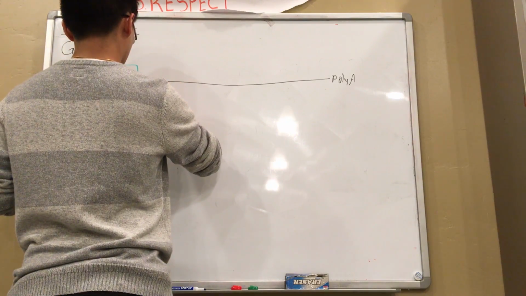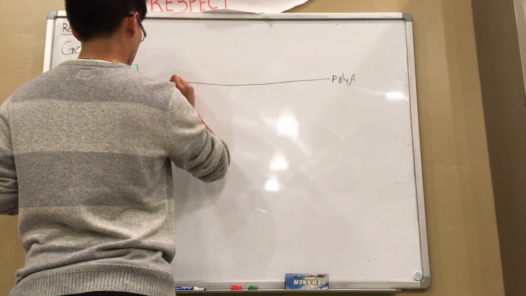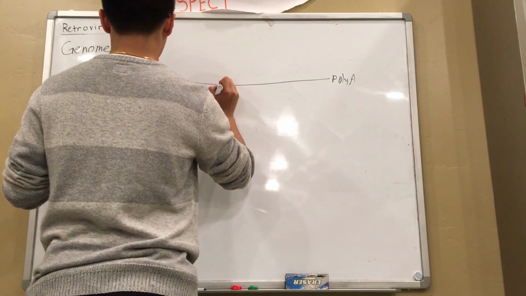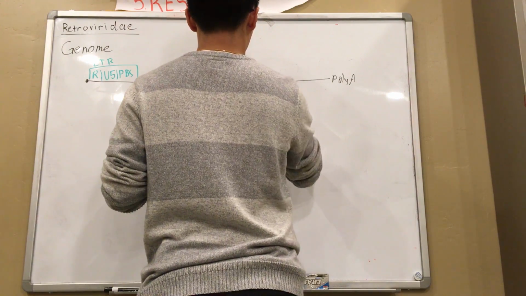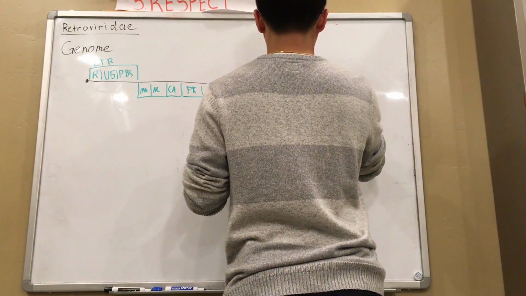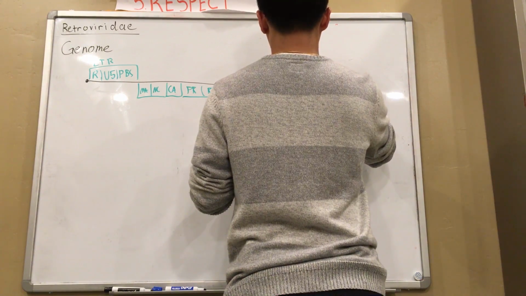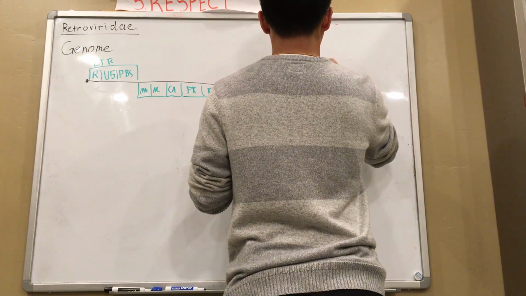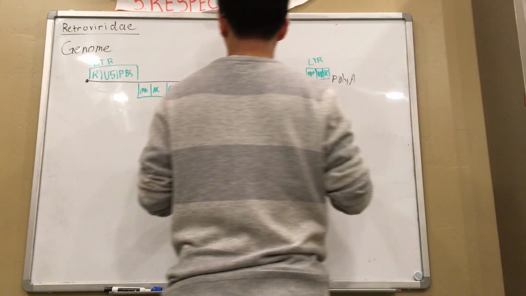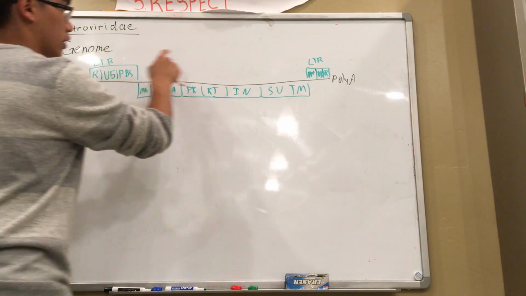And then you also have your matrix, nucleocapsid, and capsid. And then you have your PR, your RT, your integrase. Then you have your surface protein, your transmembrane protein, and then you have another LTR. So you have your repeated polypurine tract, your untranslated region, and your repeat region. So this is what the genome looks like.